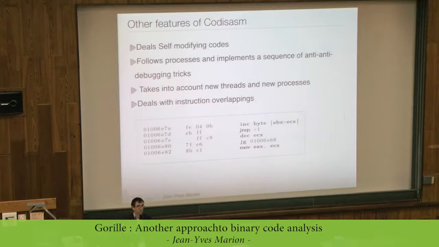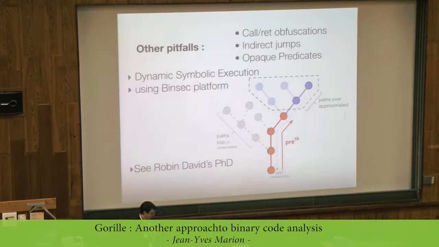I'm just talking about the tracer, just a few words. We implement a lot of countermeasures to avoid evasion techniques used by malware writers. There are, of course, other difficulties, and I see that Robin is somewhere also there. You had a talk by Robin yesterday, I think, about this subject, so I will be very brief.